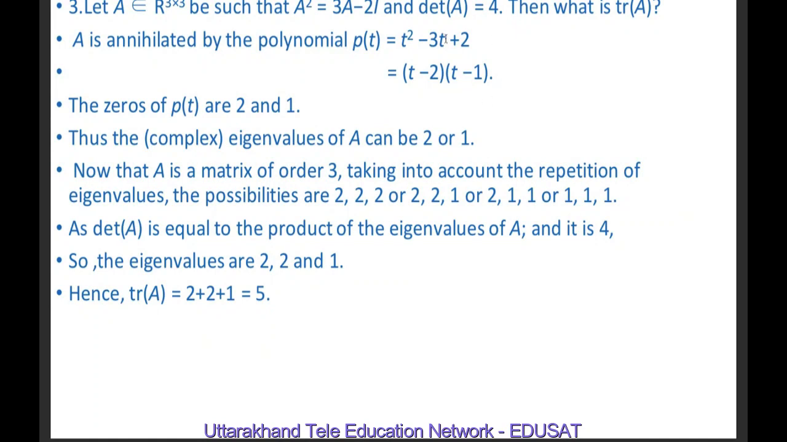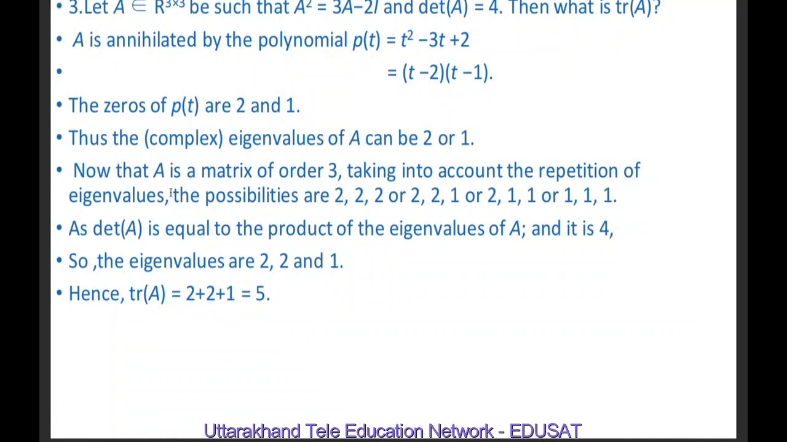If we factorize it, we get (t minus 2) into (t minus 1), and this polynomial is satisfied for the values of t equal to 2 and t equal to 1. It means 2 and 1 are the zeros of p(t). Thus the eigenvalues of A can be 2 or 1. The zeros of the polynomial may be the eigenvalues of A. So it will be either 2 or 1.